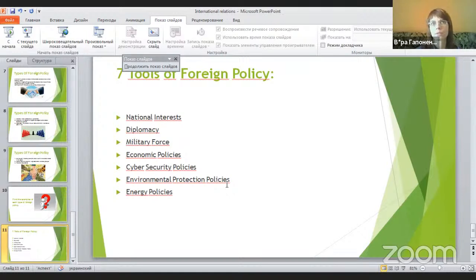And even when we speak about some international general principles, we should remember that national interest will be the main condition for realizing general principles in each policy of each country.